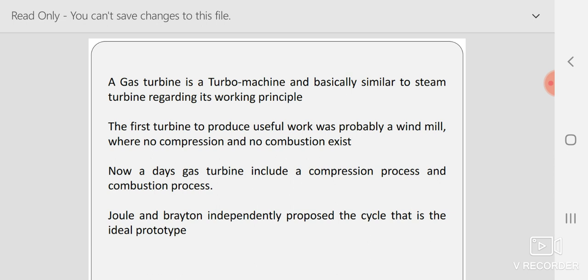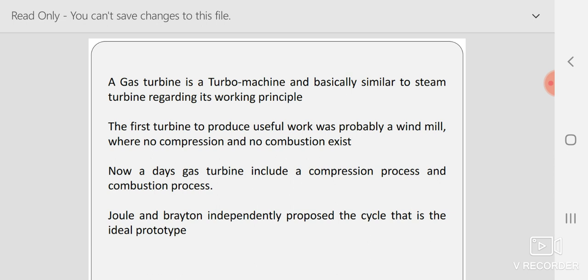The first turbine to produce useful work was probably a windmill, where no compression and no combustion exist. In case of a windmill, there is no compression, no combustion. A simple blade is there which rotates due to the pressure of the air, the wind. As a result of that, rotation is produced, the power is produced. So a windmill is generally kept near the seashore where there is high wind pressure.